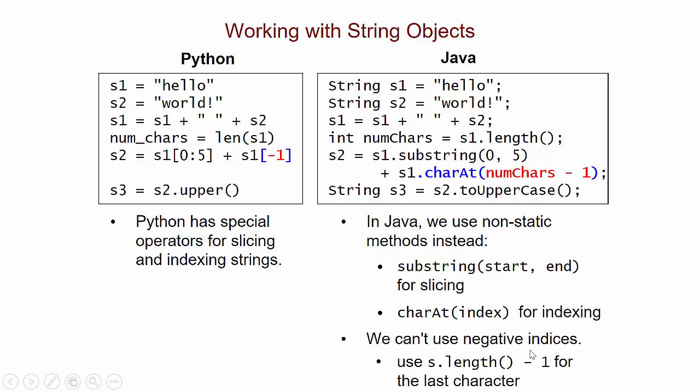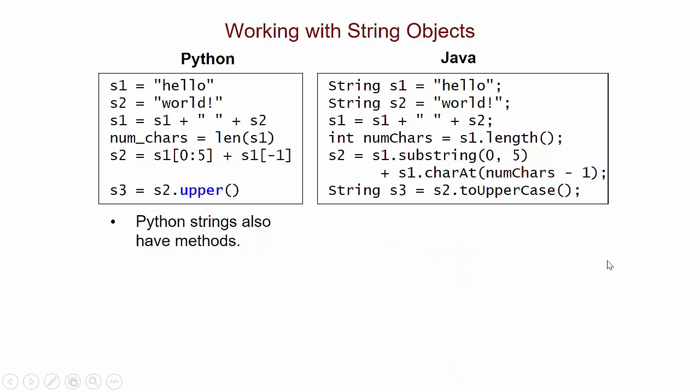Now, you cannot use negative indices in Java the way you can in Python, right? So here we were using -1 to say that we wanted the last character in the string. There's no such thing in Java. So instead, you want to use the length of the string -1. And because numChars already held the length of the string, I can just say numChars -1.